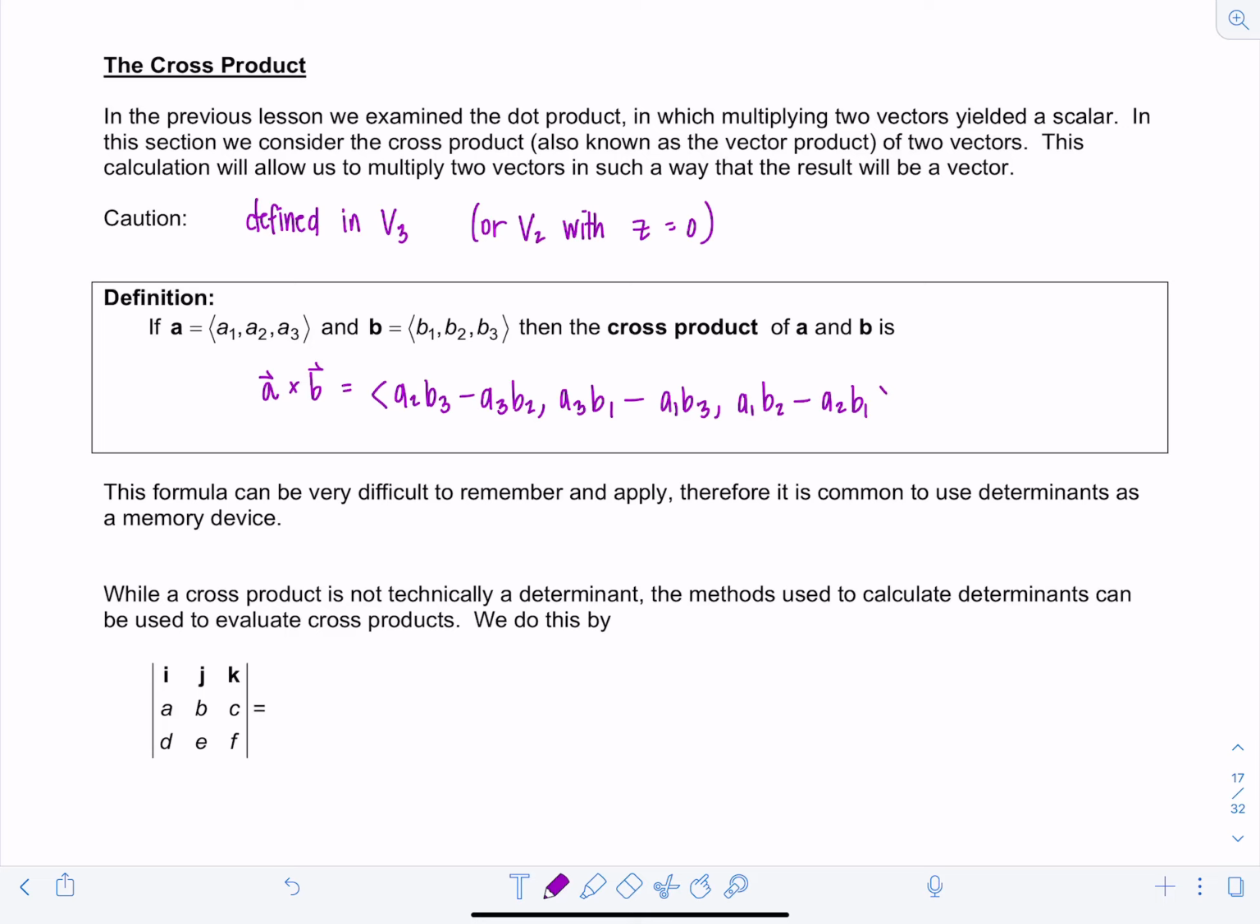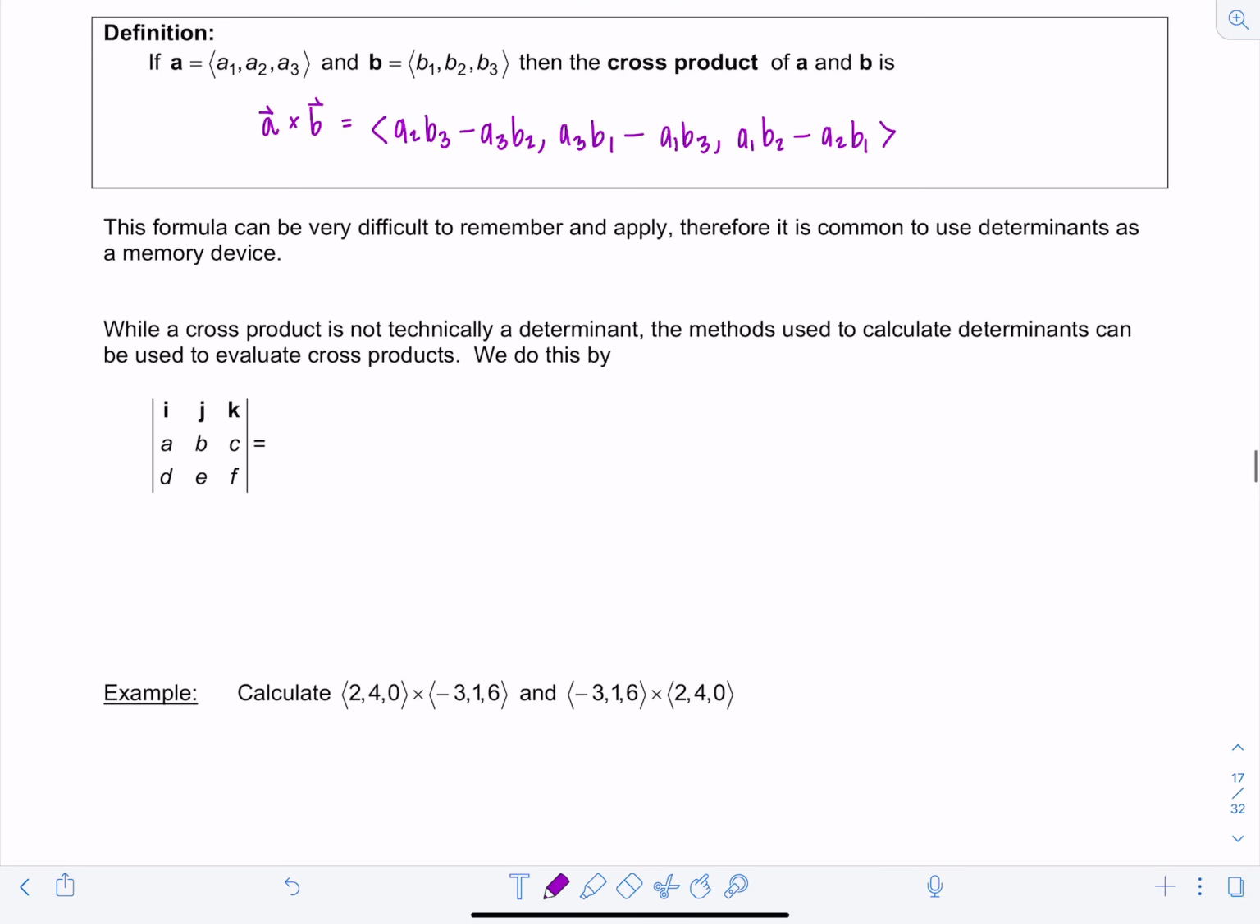And you might be looking at this and thinking, how in the world am I ever going to memorize that? Don't worry, we're going to use matrices, in particular determinants, to help us. The formula can be super difficult to apply, so it's common for people to use determinants just as a memory device. Taking the cross product doesn't actually involve a determinant. It's just a device that we use to help us remember the formula.